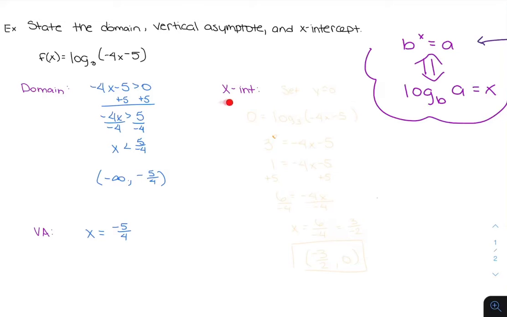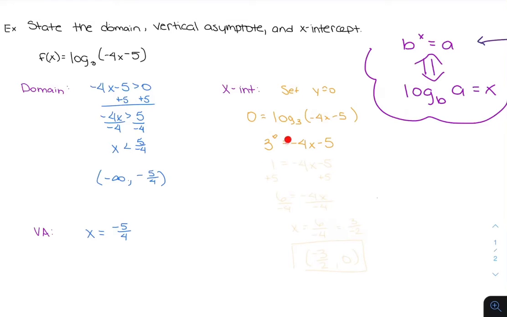To solve for the x-intercept, we know that we want to set y equal to 0. In this case, our y is just f of x. So we want to let f of x be 0. So we're going to have 0 is equal to log base 3 of -4x minus 5, and we want to solve for x. But that seems a little complicated in this form. So let's switch from logarithmic form to exponential form. What that means is that we're going to have 3 raised to the 0 power equal to -4x minus 5. And so we can just solve for this.